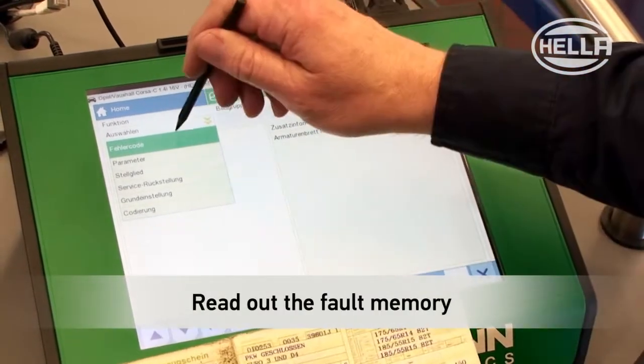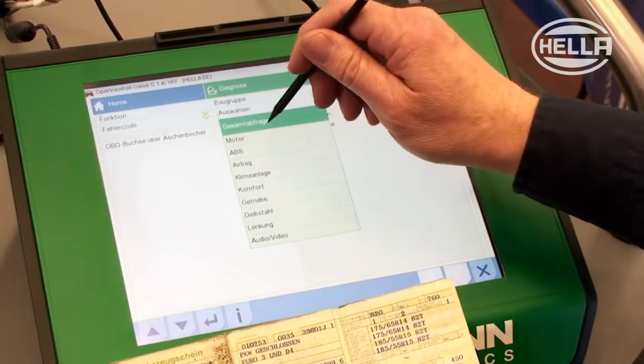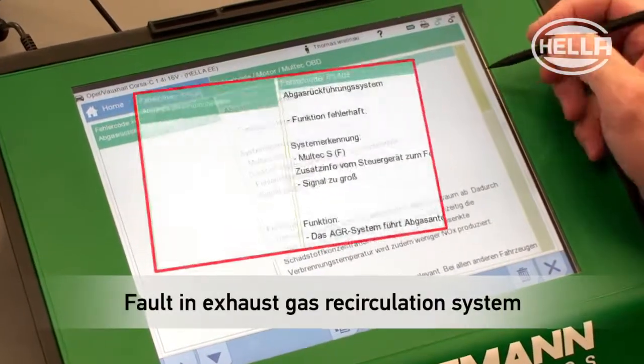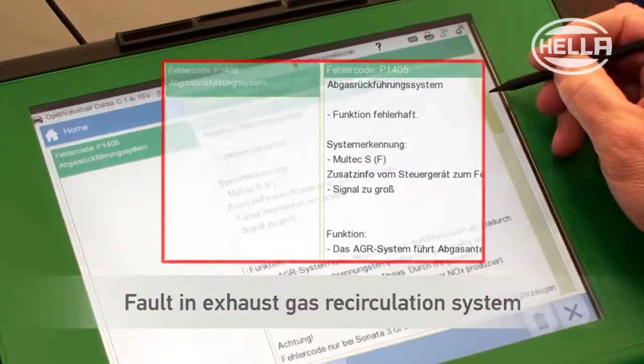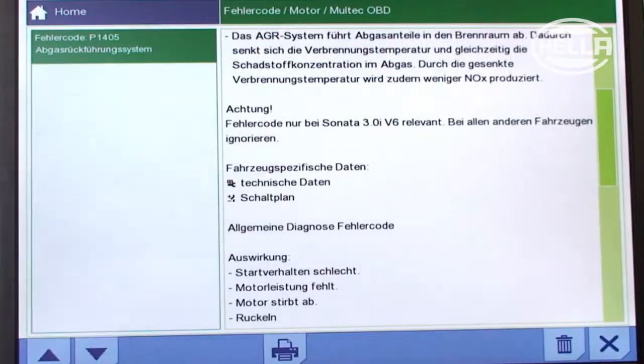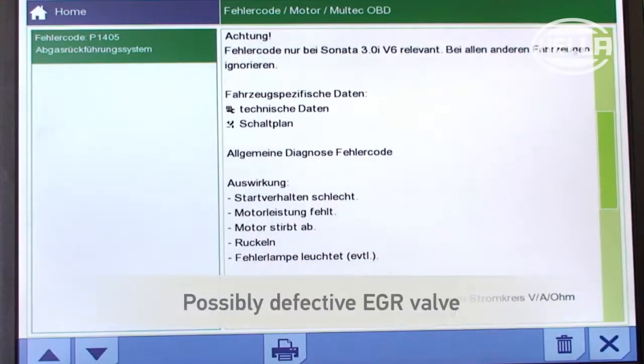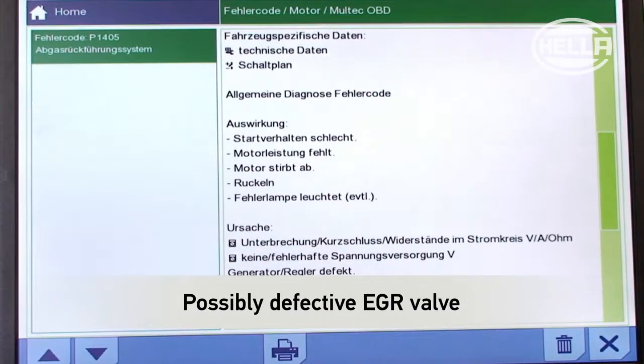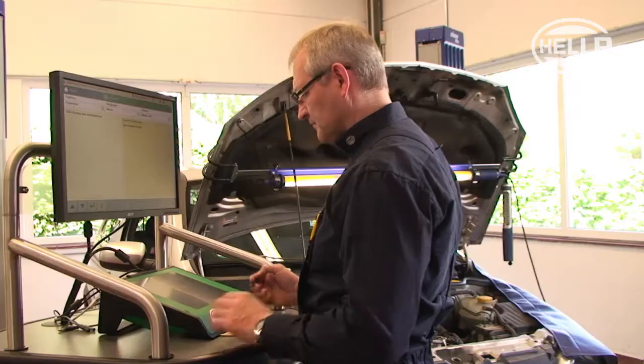Always start by reading out the fault memory. The fault memory indicates that a malfunction has occurred in the exhaust gas recirculation system. You also receive additional information that's helpful for the next steps. Here, the information indicates a defective exhaust gas recirculation valve, or EGR valve.